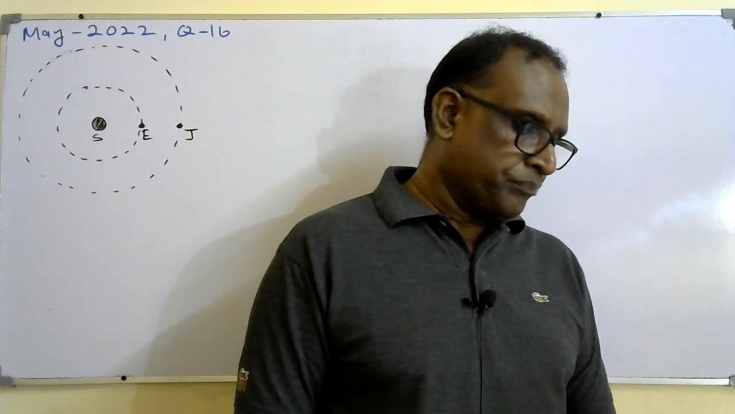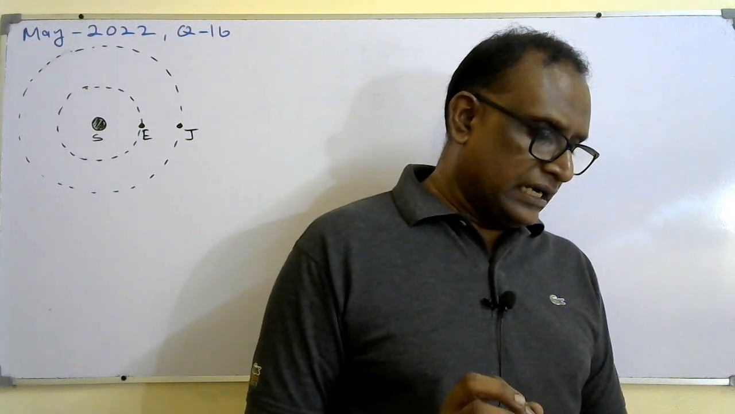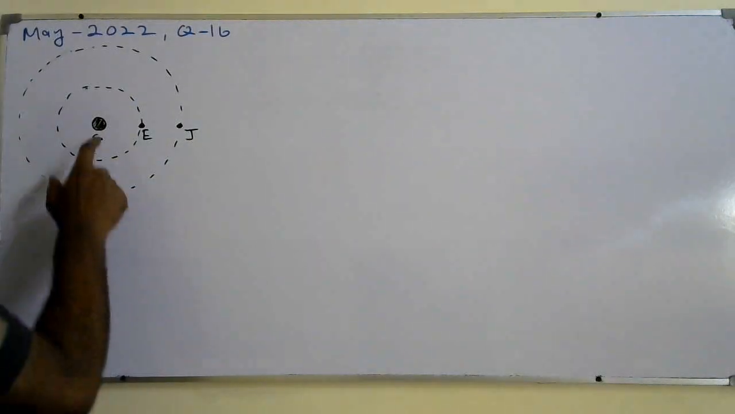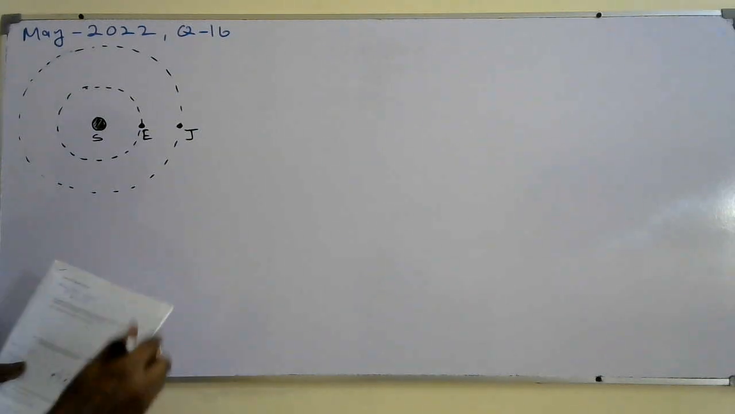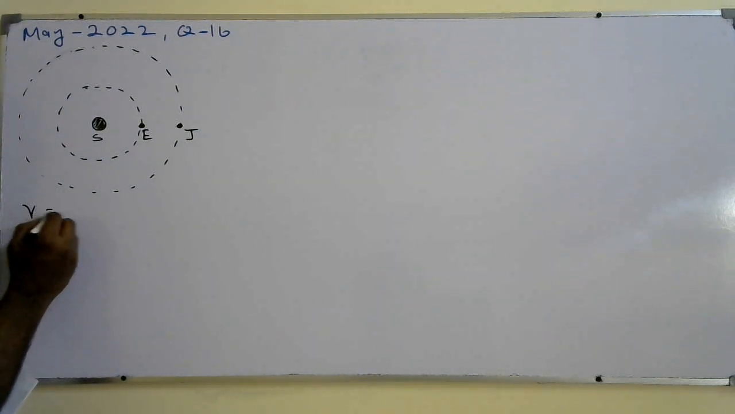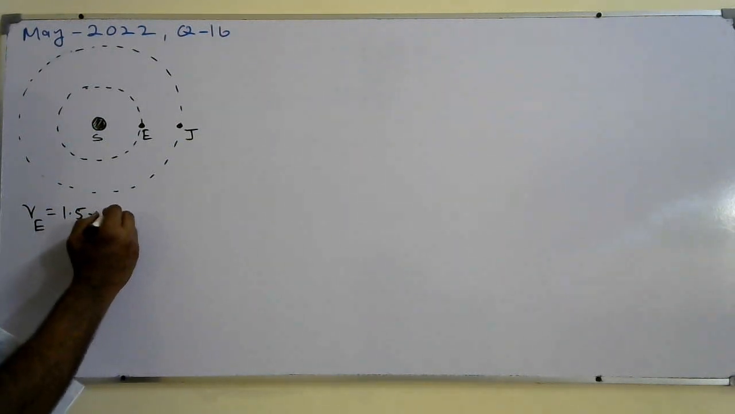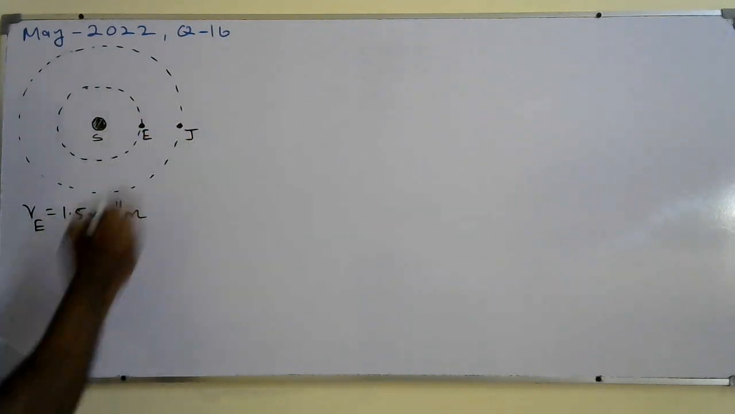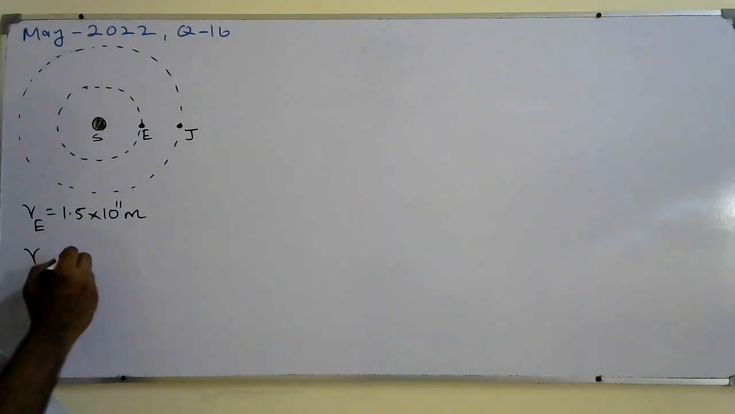The mean distance from Earth to Sun, this radius of the orbit of the Earth, is given as 1.5 × 10^11 meters. The radius of the orbit of Jupiter is given as 7.8 × 10^11 meters.